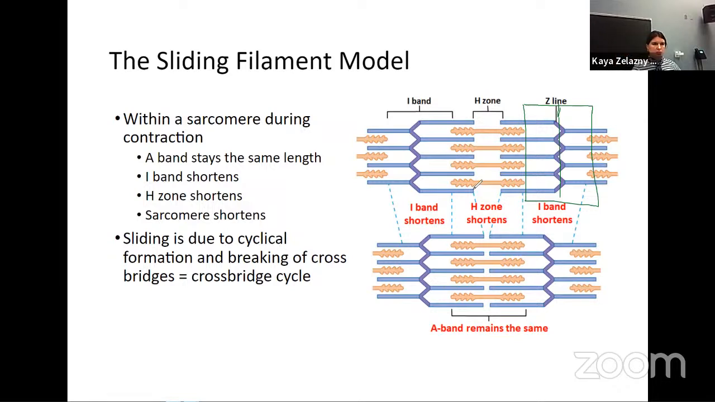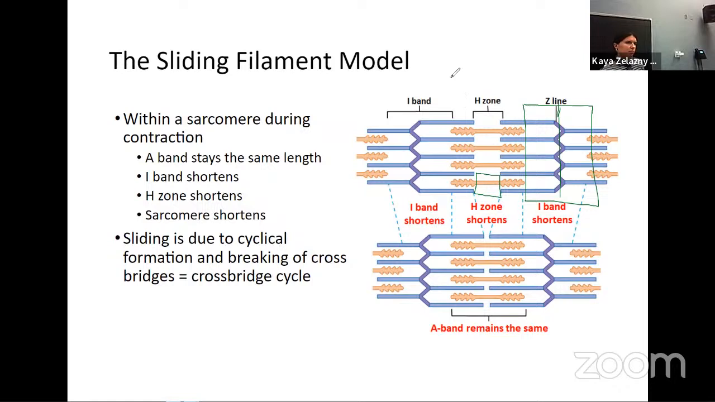The H zone was the other area where we have no overlap, except the H zone was no overlap and we have only myosin, right? So the H zone here was just thick filament, just myosin. Because we are sliding everything in closer together, that's also shortening as the sarcomere shortens. Okay.